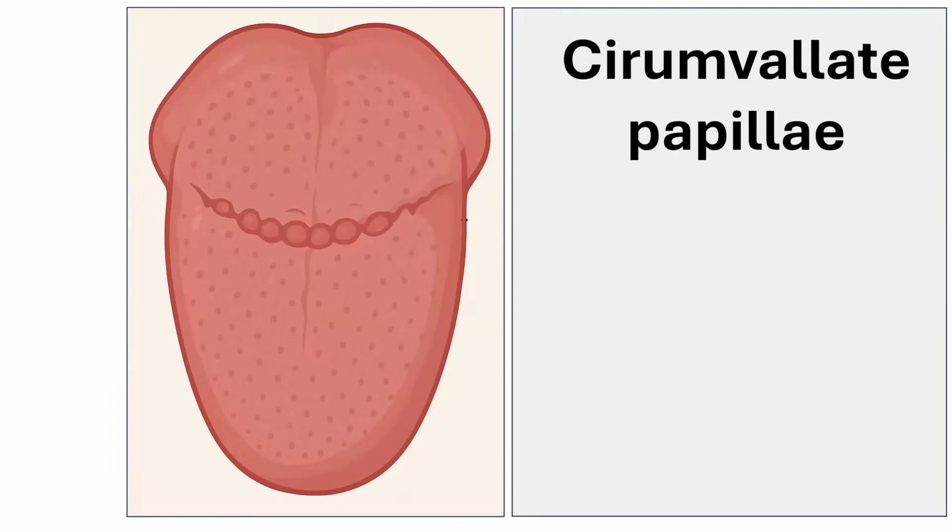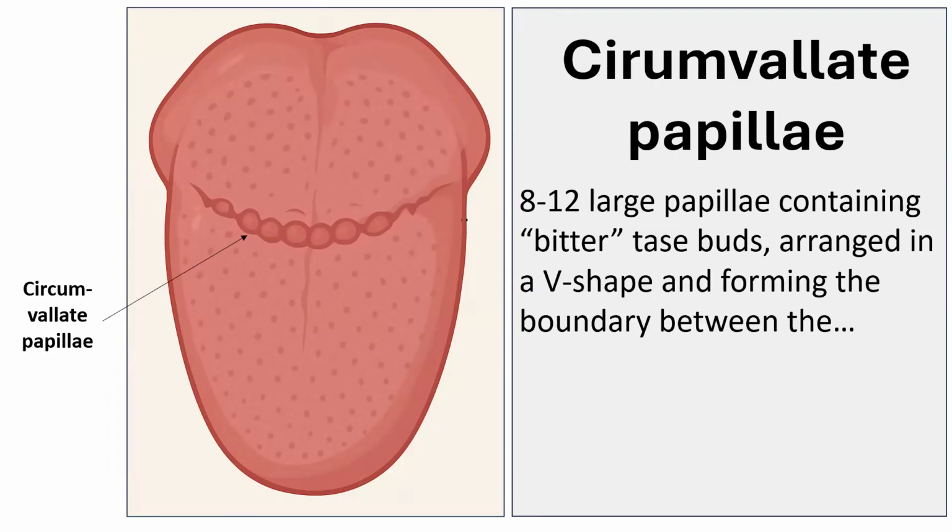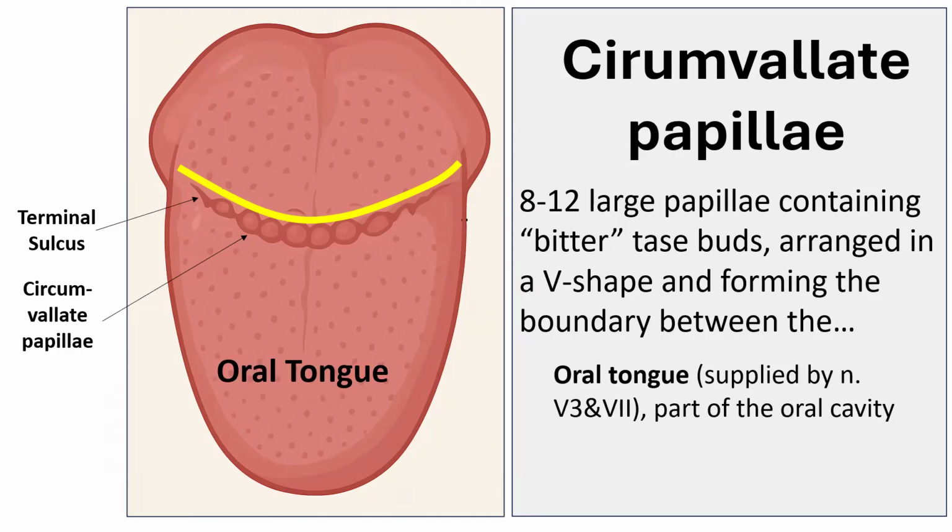The inferior border of the oropharyngeal isthmus is formed by the tongue, more specifically by a recess located behind the circumvallate papillae. We call this recess the terminal sulcus, and the circumvallate papillae are about 8 to 12 large papillae containing taste buds, especially for bitter taste, and which are arranged in some kind of V shape. This drawing is not completely accurate because that V shape has an apex pointing posteriorly, not anteriorly, but the drawing suffices to basically understand the anatomy.